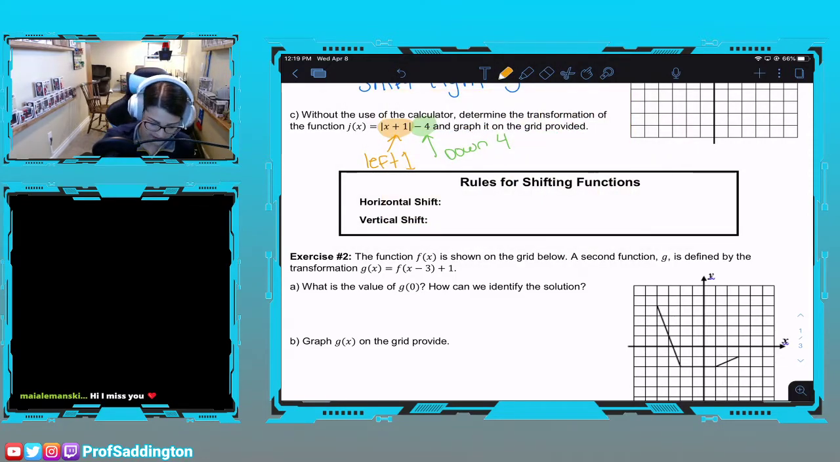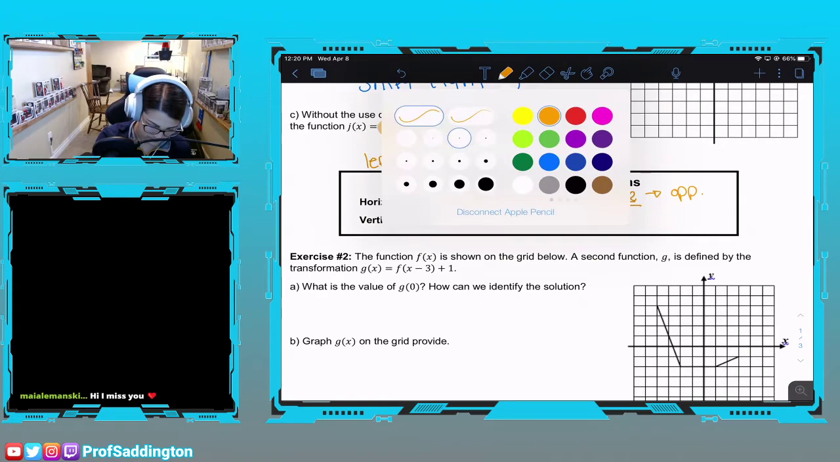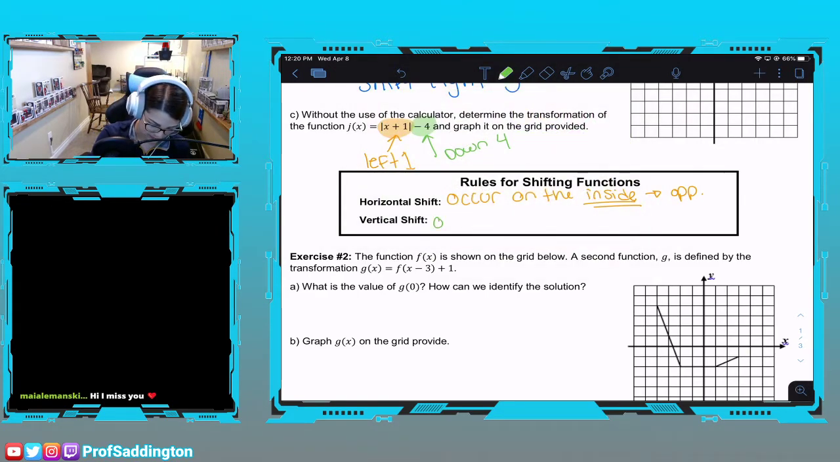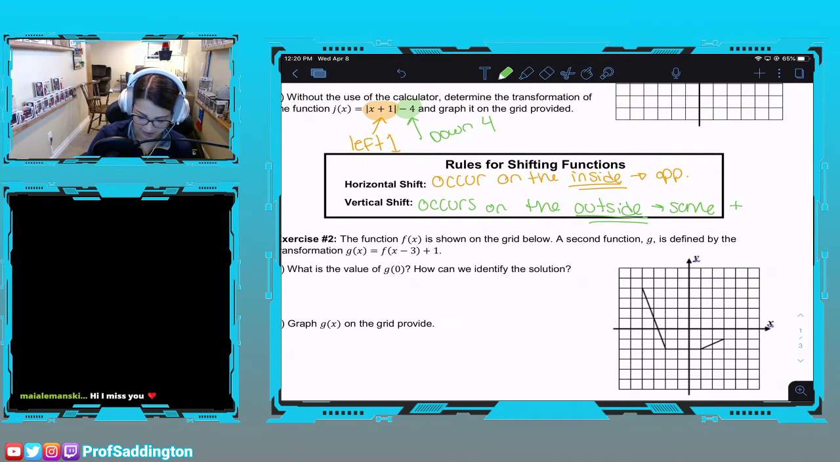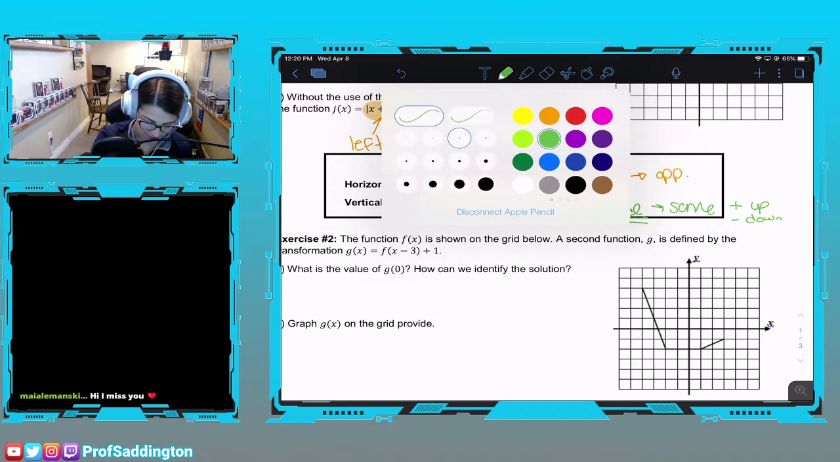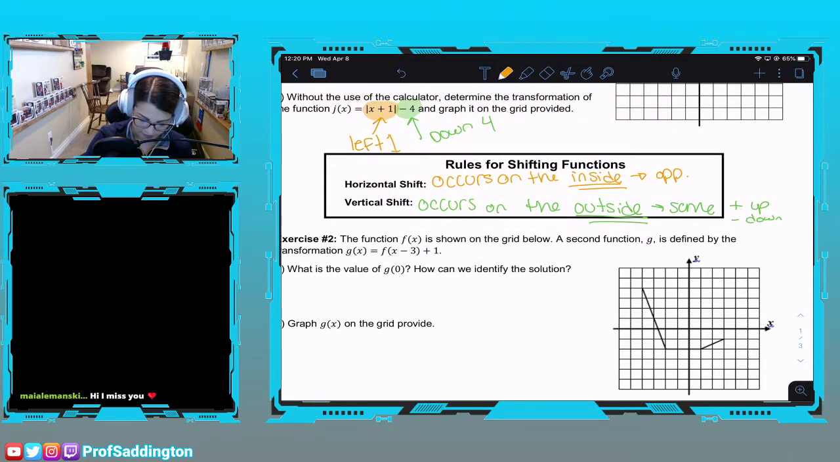A horizontal shift is always going to occur on the inside, and it will be the opposite direction of what you think. So when it's minus, it's going to go right, and when it's plus, it's going to go left. And then a vertical shift occurs on the outside. If we have plus, it goes up, minus, it goes down.